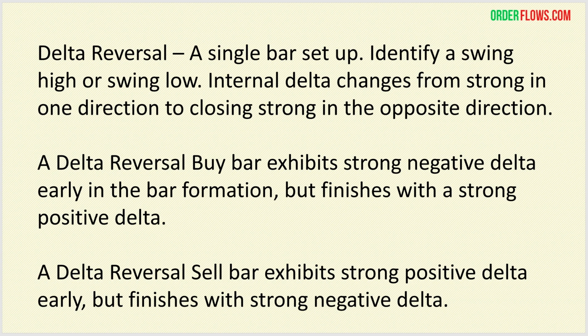Now, delta reversal. This is the last one I'm going to talk about. Delta reversal is a single bar setup, and it's going to identify a swing high or swing low. The internal delta changes from strong in one direction to closing strong in the opposite direction. It's a single bar setup. Remember that. A delta reversal buy exhibits strong negative delta early in the bar formation, but finishes with a strong positive delta. A delta reversal sell exhibits strong positive delta early, but finishes with strong negative delta.